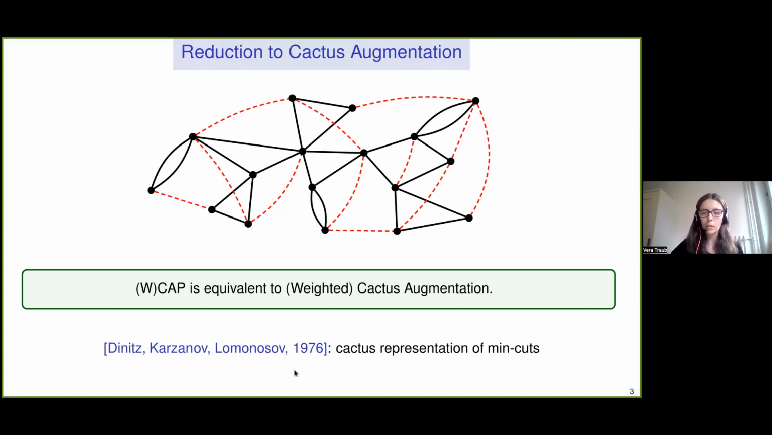And by this classic result, if we can solve that problem, that's equivalent to the problem of looking at a general graph. So in the rest of this talk, I will always assume that our graph is just such a cactus graph and we'll not have to look at general graphs anymore. Okay, so this was one important basic observation.